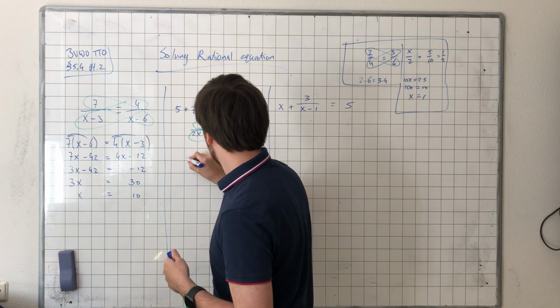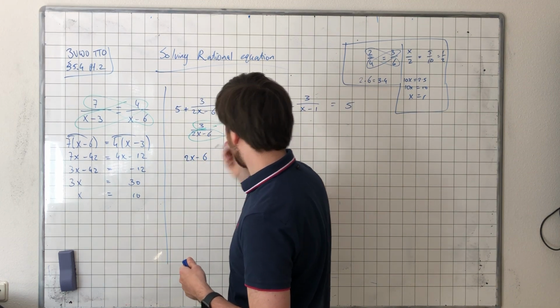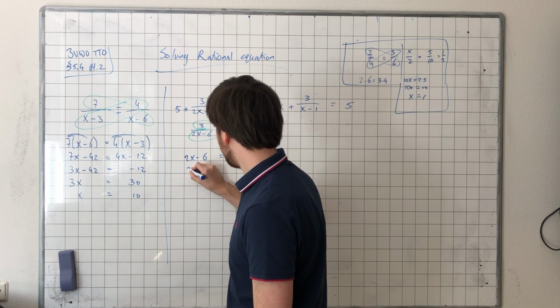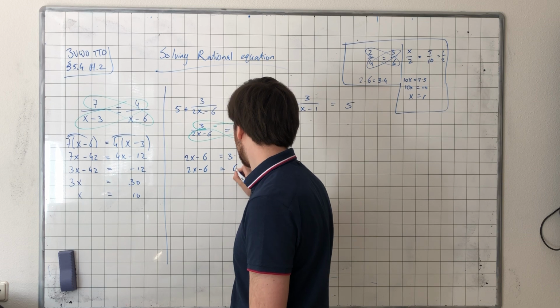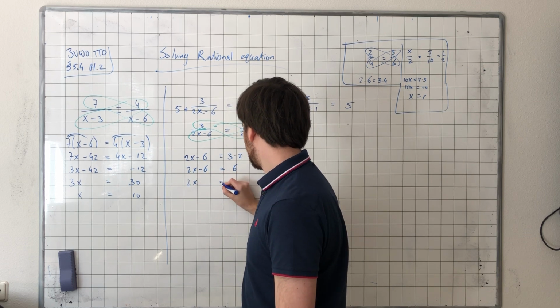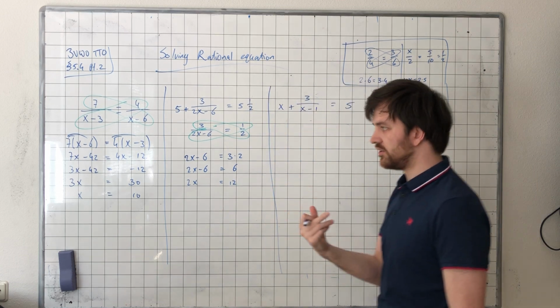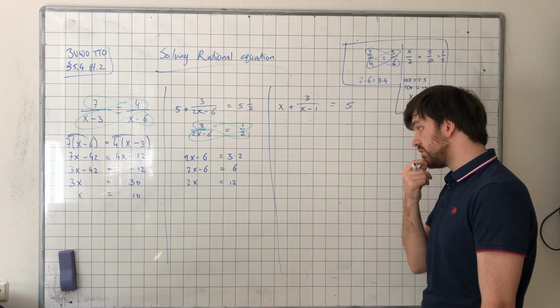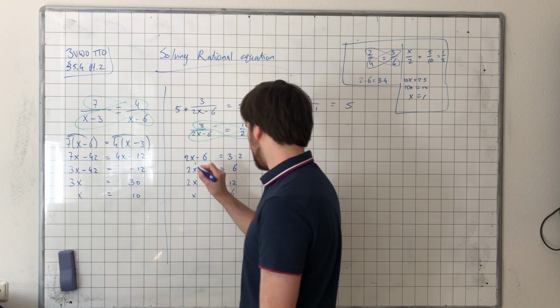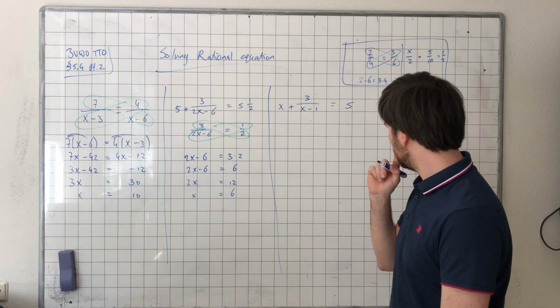2x times 1 is just 2x, minus 6 times 1 is just minus 6, is equal to 3 times 2. So 2x minus 6 is equal to 6. I'm going to add 6 to both sides because we're trying to solve it with the balance method just like we did in our first example. And then x is equal to 6 because we're dividing both sides by 2.